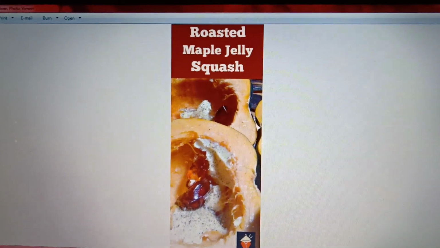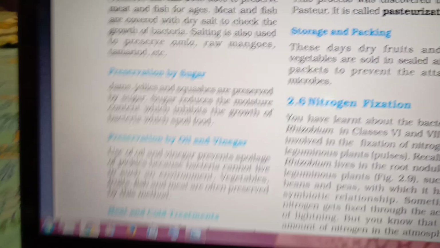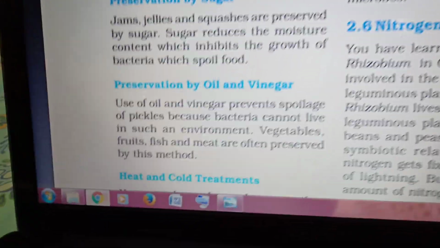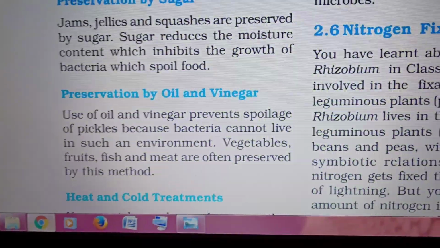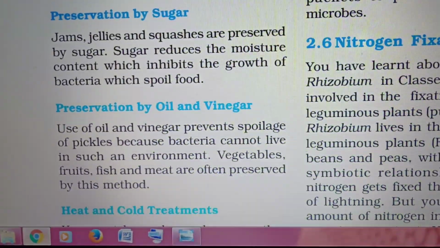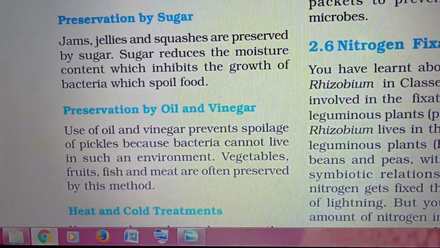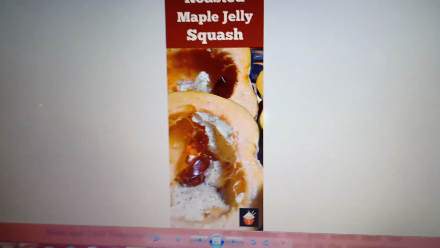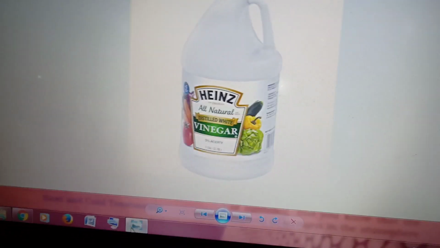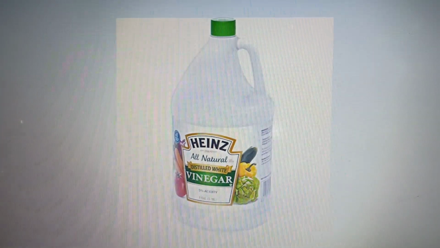It's very famous. Next we'll see preservation by oil and vinegar. Use of oil and vinegar prevents spoilage of pickles because bacteria cannot grow in such an environment. Vegetables, fruits, fish and meat are often preserved by this method. Here is vinegar. It is a natural preservative which can be used to preserve a lot of food items.